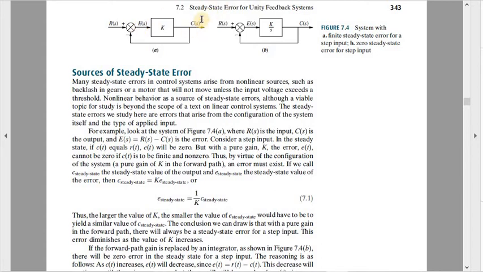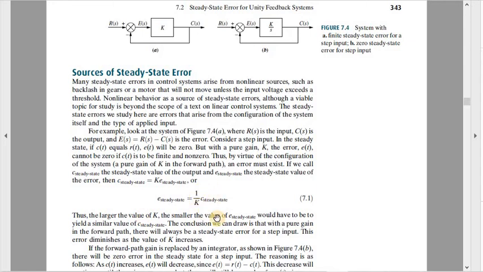So, if I want to write the equation of C of T at steady state, this is equal to K times the error. So I just plug in that the steady state output is equal to K times the steady state error. If I want to calculate the steady state error, this becomes 1 over K times the steady state output. This is the equation for error that is represented in 7.1.